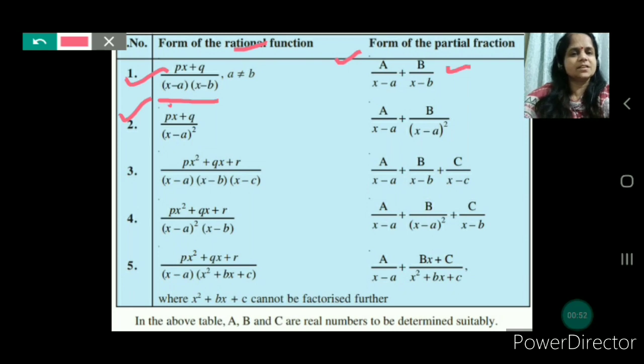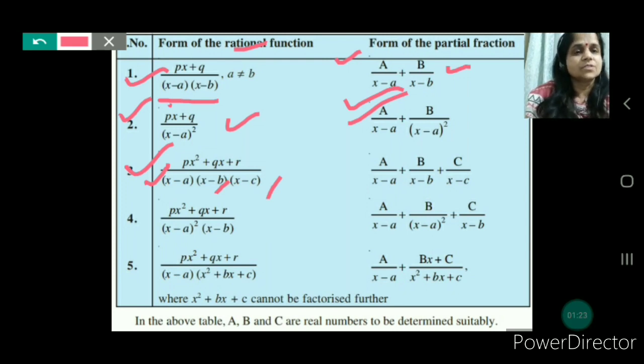Second, if there is (px plus q) by (x minus a) whole square, then you have to take A by (x minus a) plus B by (x minus a) whole square. Next, third, if it is (px square plus qx plus r) divided by (x minus a)(x minus b)(x minus c), it means there are three factors, so you will get three values of x. So take A by (x minus a) plus B by (x minus b) plus C by (x minus c).